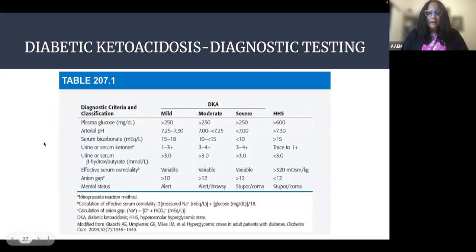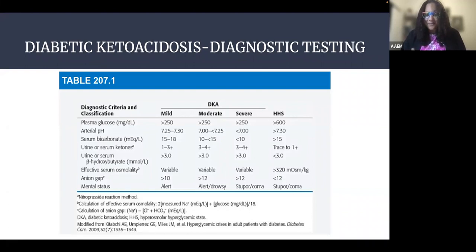Now, this table here goes over the diagnostic criteria for DKA. I don't want you to memorize this table. What I want you to think about is what are their serum or urine ketones, and what is their pH? Those are things that we are always going to order when we are thinking about DKA.